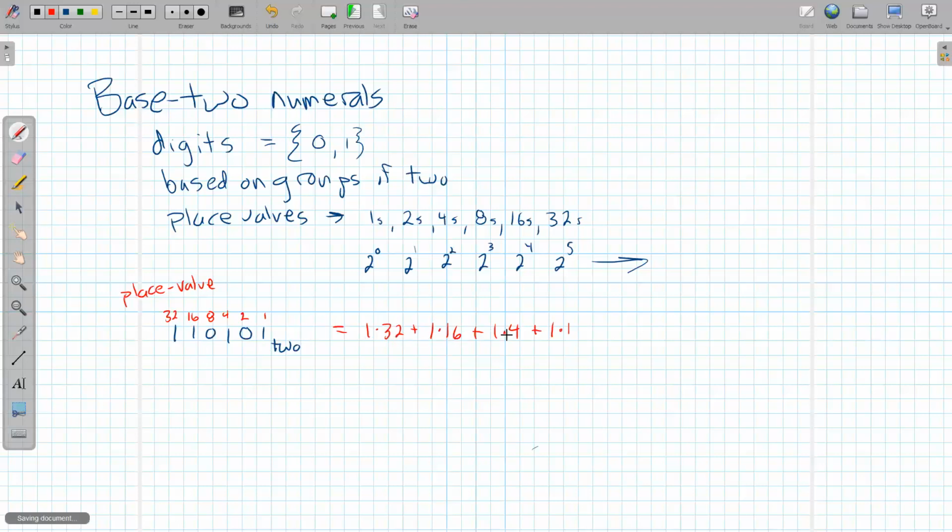So 32 plus 16 plus 4 plus 1 would be my answer. So let's see, 32 and 16 is what, 48. If we add that to 4, then we get 52 plus 1 is 53. So it looks like this 1 1 0 1 0 1 in base 2 is 53 in base 10.